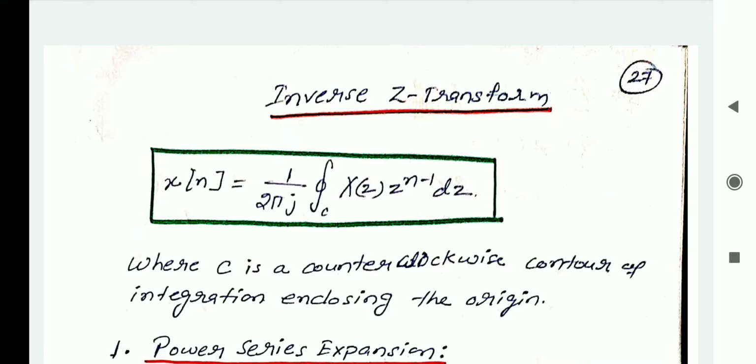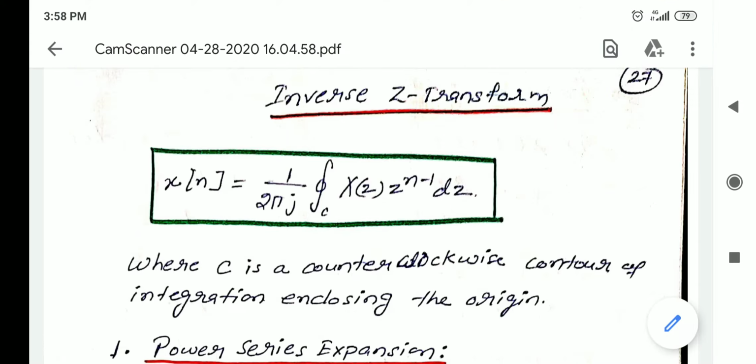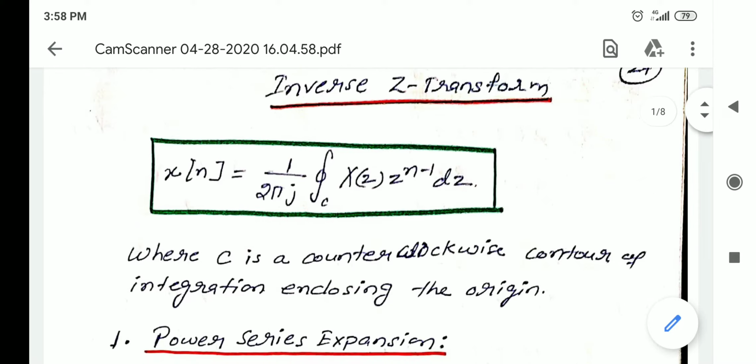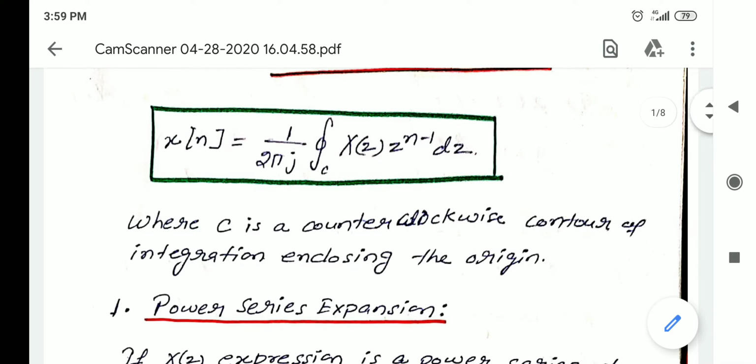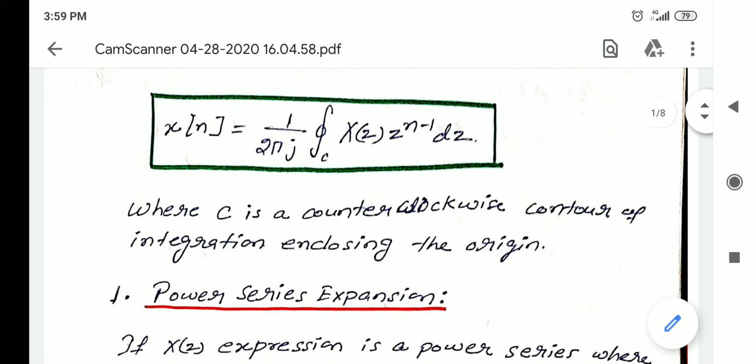Inverse Z transform is the process of obtaining x of n if x of z is given to us. This is the formula for obtaining x of n from x of z, which is 1 by 2 pi j contour integration of x of z z to the power n minus 1 dz, where c is the counterclockwise contour of the integration enclosing the origin.